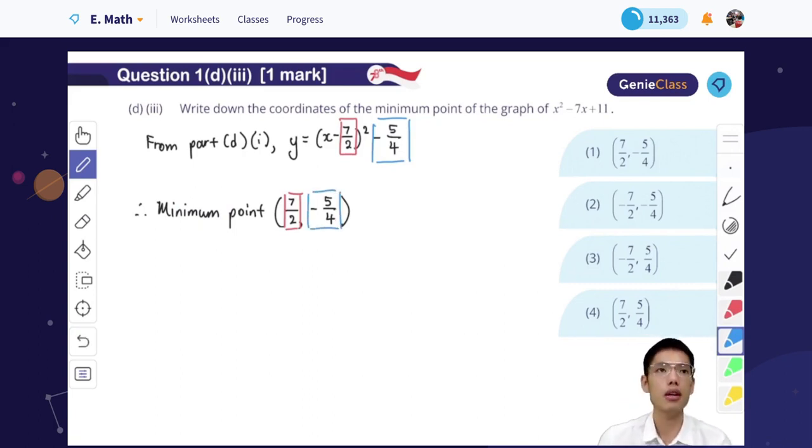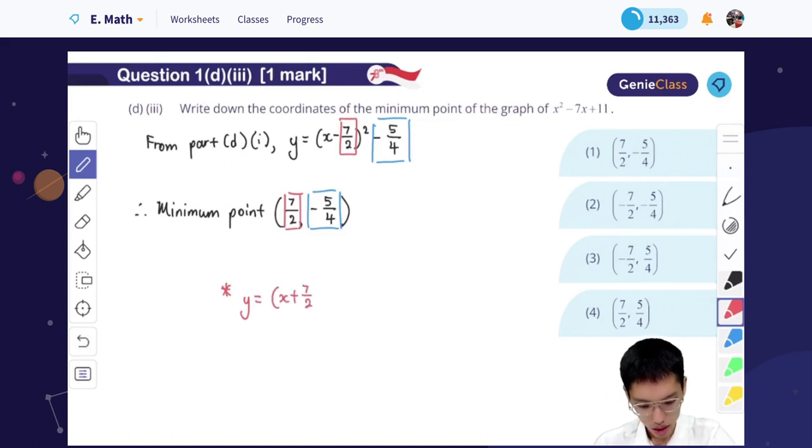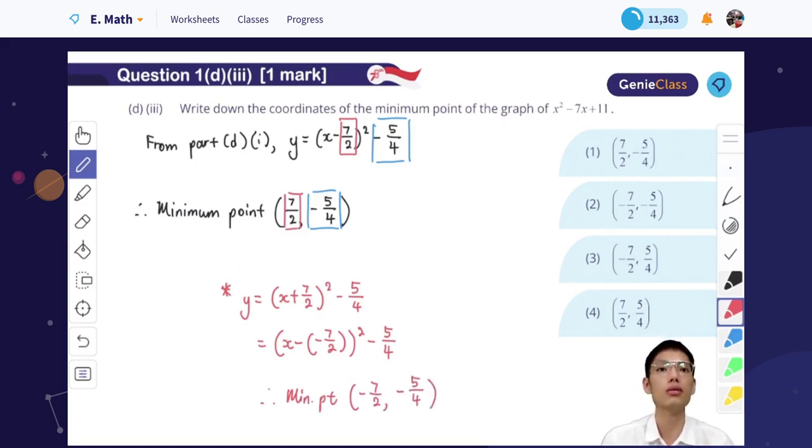Henceforth, then you may ask, when will the x value be negative? In this case, if I have something like this, because it will follow x minus 7/2, this is where my minimum point will actually be negative 7/2, negative 5/4. Alright guys, so that's something to take note.